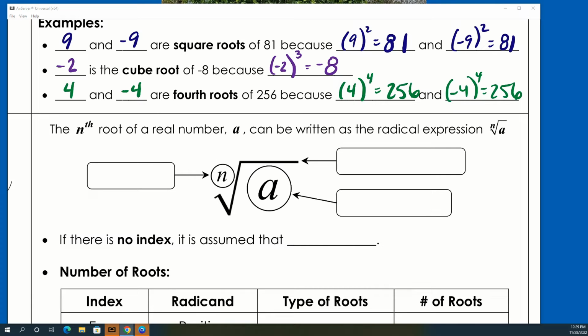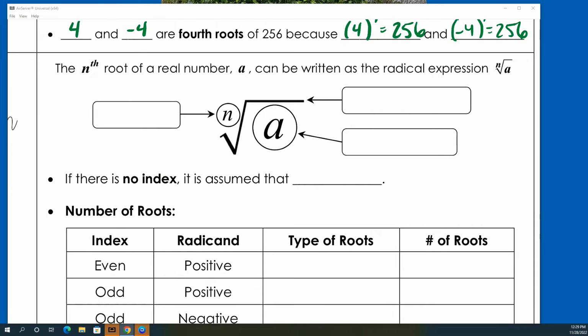All right. So we are going to talk about the parts of a radical next. This part here tells you the type of root that you're taking. That's called the index. This symbol is called the radical sign. Let's call it the radical symbol, it doesn't matter. And the number under the radical is called the radicand.